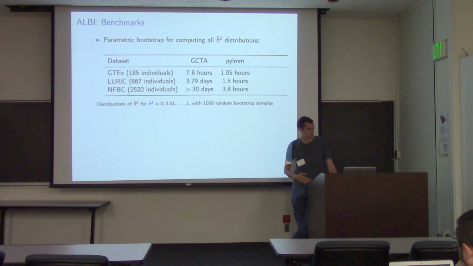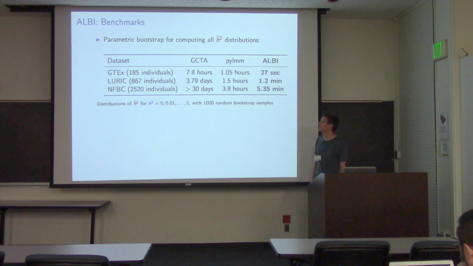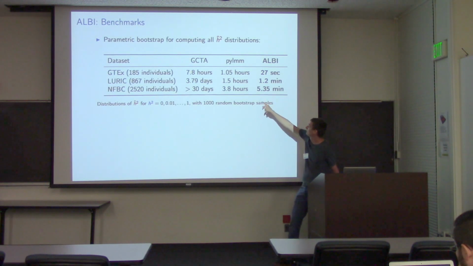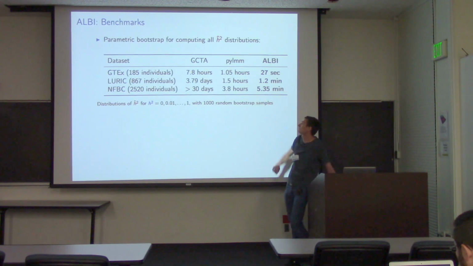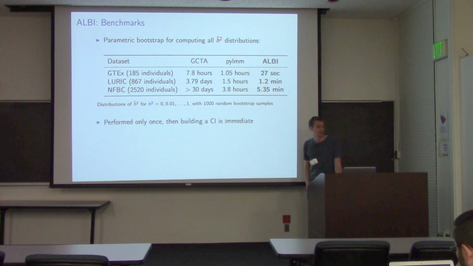So here's how the speedup is. If we were to have a parametric bootstrap, which means that we draw a phenotype and then estimate it with some method, for example, GCTA or PyLMM from Zar's lab, then look at the first line. It was 8 hours with GCTA and 1 hour with PyLMM, which is faster. But with Albi, it would take 27 seconds. So this becomes very, very tractable. And we can do it only once.